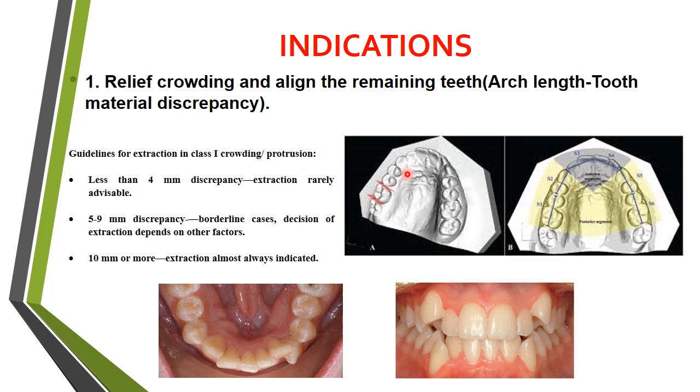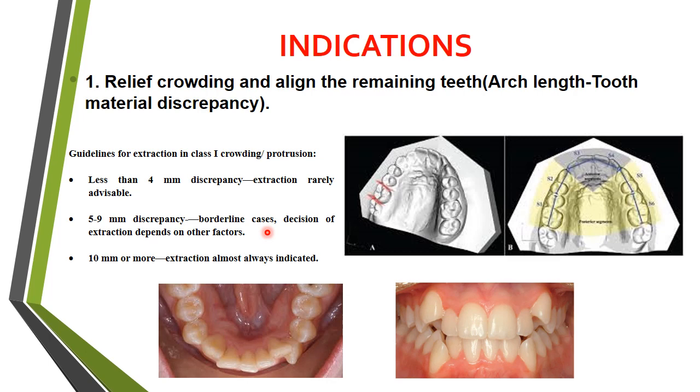But as we said before, such a decision should only be taken after the model analysis as we have taken in the last few lectures, including the caries analysis and the arch perimeter analysis, to assess the exact amount of space needed for the proper alignment and for selection of the teeth to be extracted. If the space deficiency is less than 4 mm, extraction is rarely advisable. But if we have a discrepancy of 5 to 9 mm, these cases are called borderline cases. In other words, the decision of extraction will depend upon other factors.